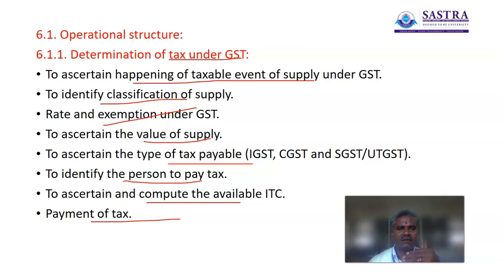One is ascertainment of when we have to charge, and identify the nature of the trade, whether it is inter or intra-state, what rate is applicable, or whether they are exempted or not. To ascertain the value: what is the value? What is the total cost? How much do we charge CGST? How much do we charge SGST? Everything. To ascertain the type of taxable IGST, SGST, and identify the person to pay tax. To ascertain and compute the available ITC, then payment of tax. Okay, very simple.